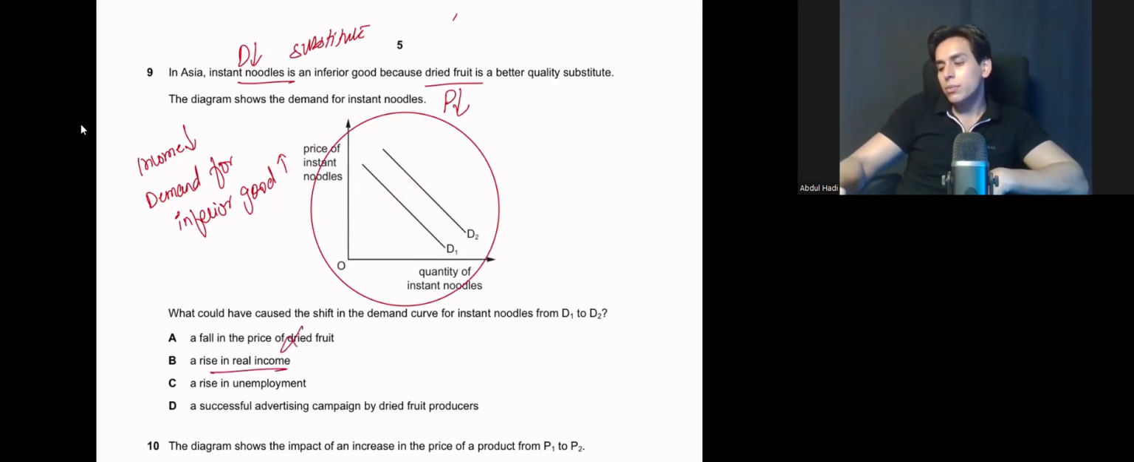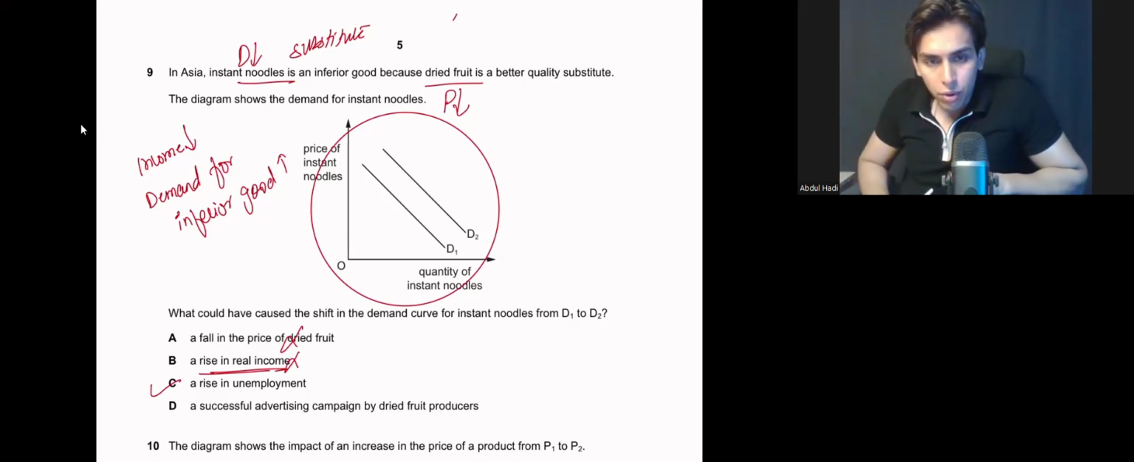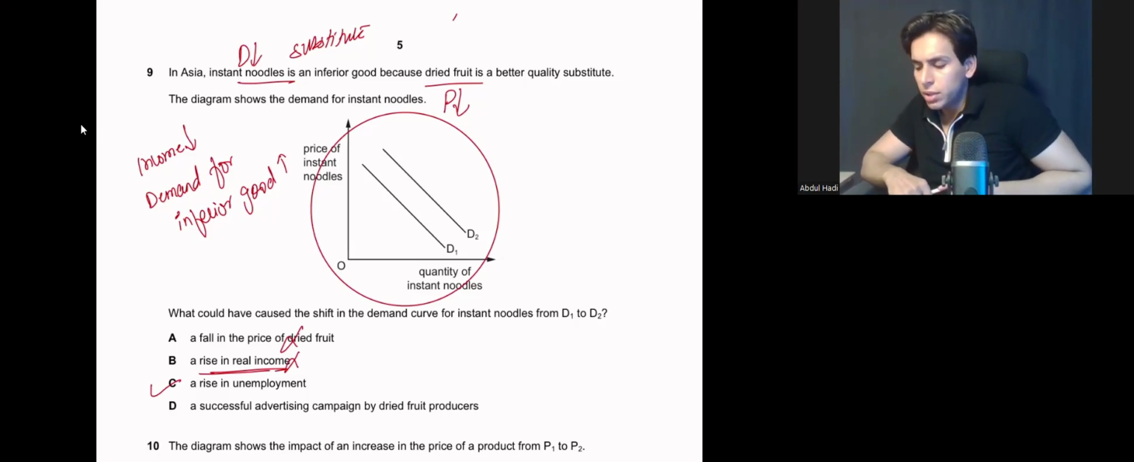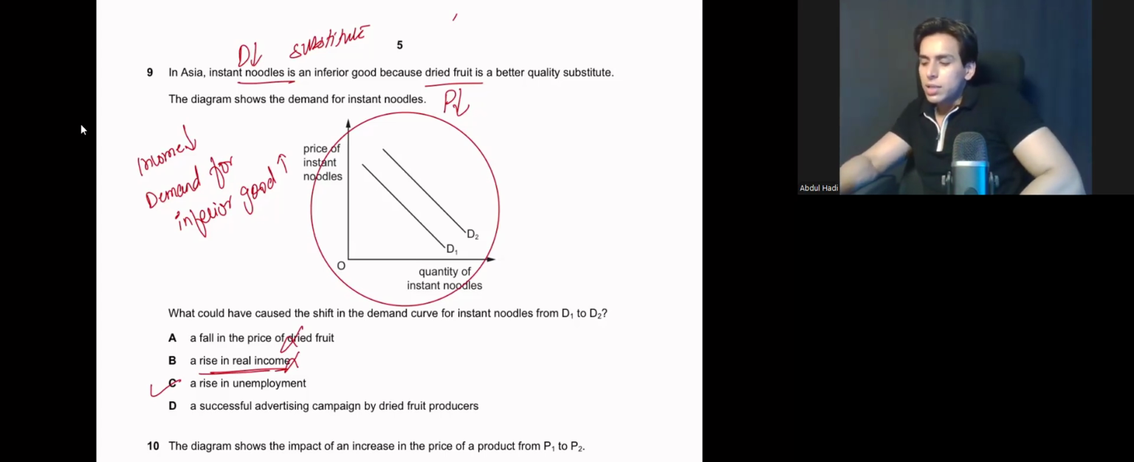Rise in real income: for an inferior good, your income level should fall. That is when your demand for inferior good will rise. A rise in unemployment, yes, could be an option because due to unemployment, your income level will fall and you will not be able to afford normal goods. So you'll definitely move to inferior goods. So this is a correct answer. Let's look at option D. Successful advertising campaign by dry fruit producers. Why would the dry fruit producers tell consumers to go and eat noodles? No, it is a wrong answer. So your answer is C.